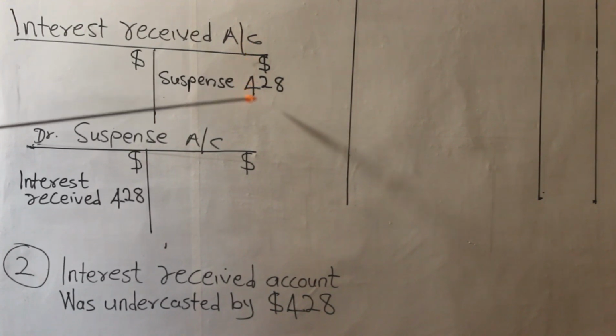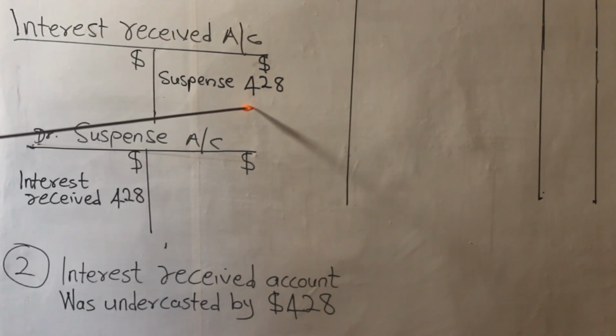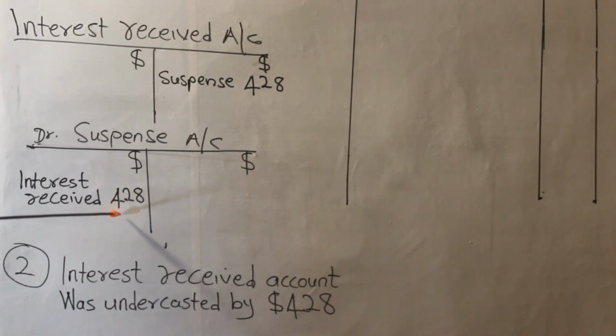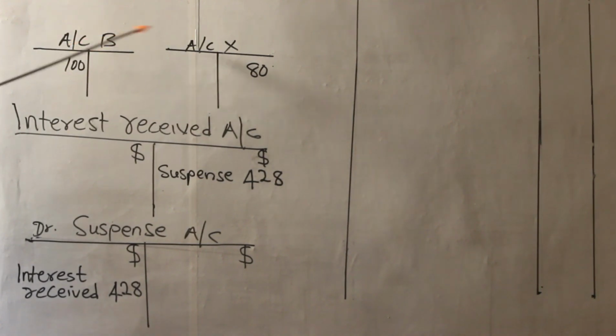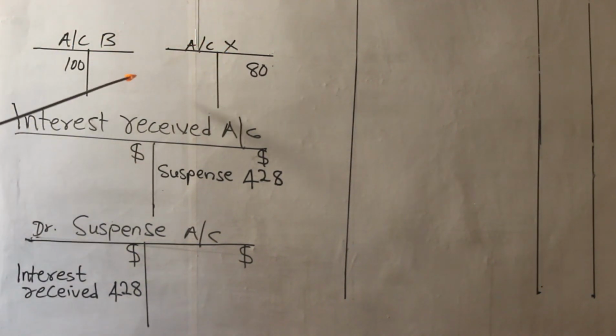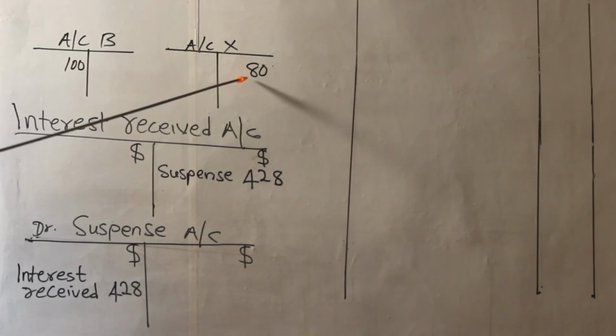Because once the credit side of an account is reduced or undercasted, what it means is that the debit side of the trial balance has been increased by such amount. Let's make a little analysis using account B and account S for a better understanding. Watch. Assuming we debited account B with $100 and a corresponding account S is credited with $80.